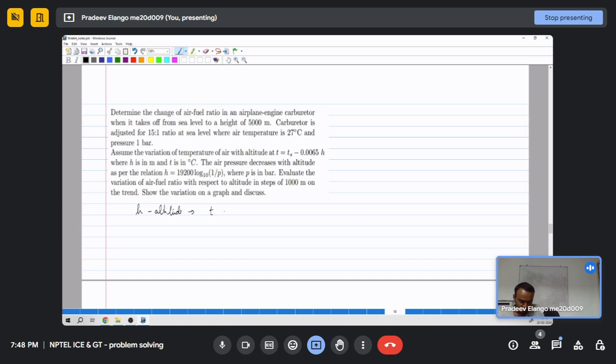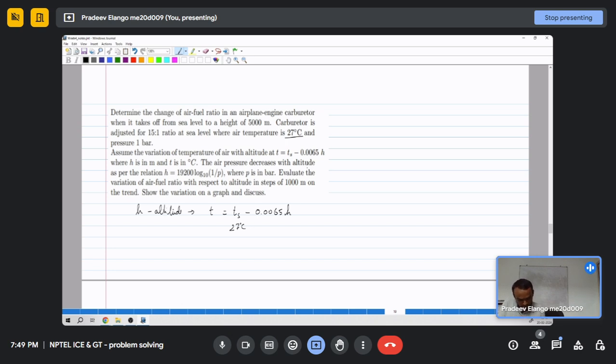With this, the temperature changes are given by Ts minus 0.0065 H. So given, what is Ts? Okay, Ts is 27 degrees Celsius at sea level. So Ts is 27 degrees Celsius.